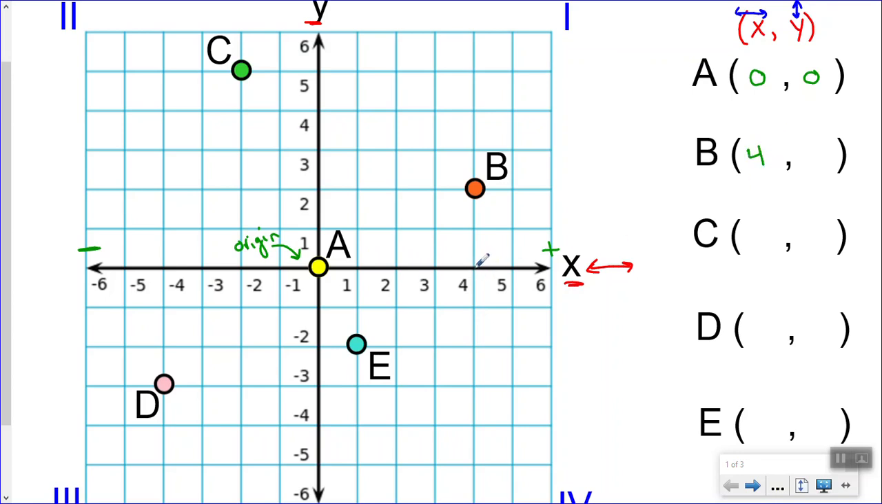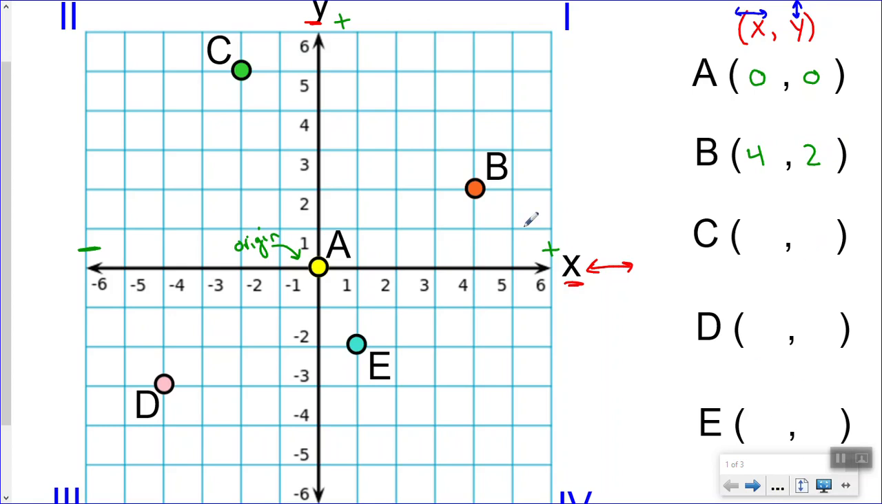Once I've moved those 4 steps to the right, I have to look to see whether I need to go up or down to get to B. If I'm moving up, that's going to be a positive y-coordinate because we can see that we have positive numbers on the upper half of the y-axis. If we need to move down, that's going to be a negative coordinate because we can see the negative numbers on the bottom half of the y-axis. So I've come 4 units to the right, and now to get to B, I need to move 1, 2 units up. So my y-coordinate is going to be 2.